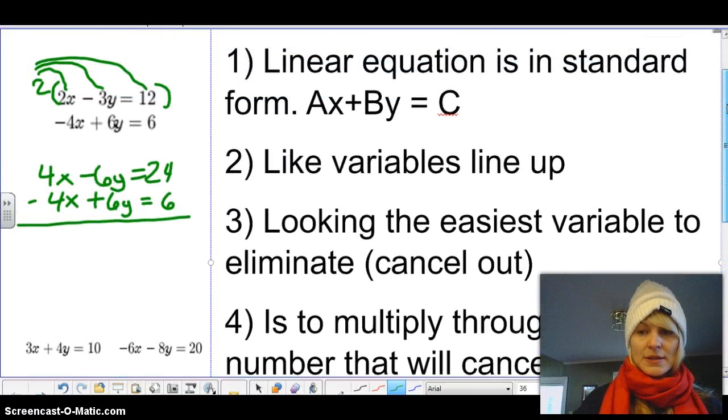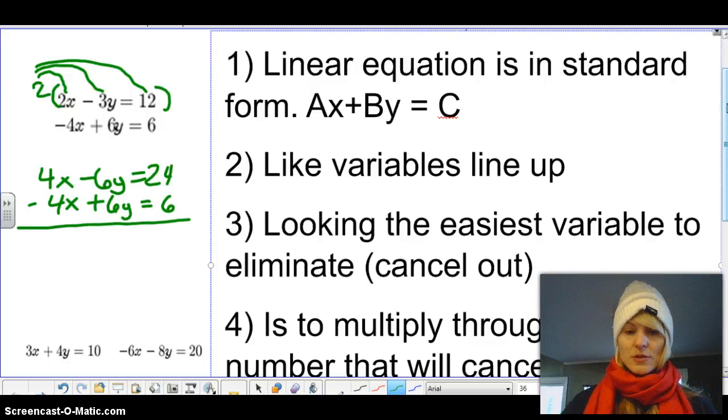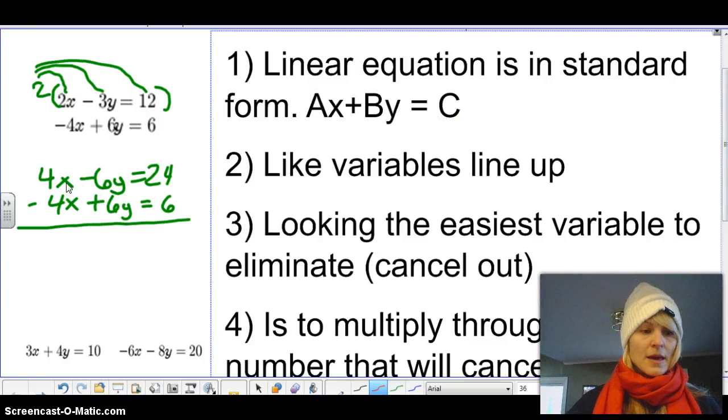All right, so going back to this, I'm going to add 4x minus 4x, that's 0. 6y minus 6y is 0. That equals 30.